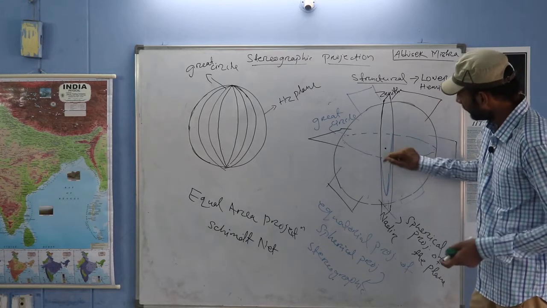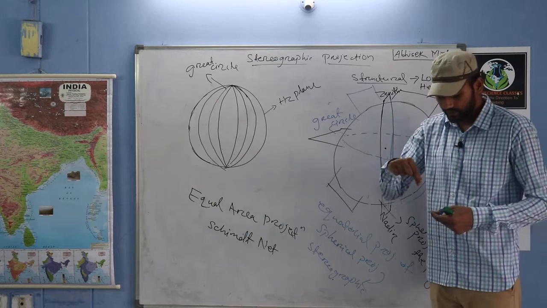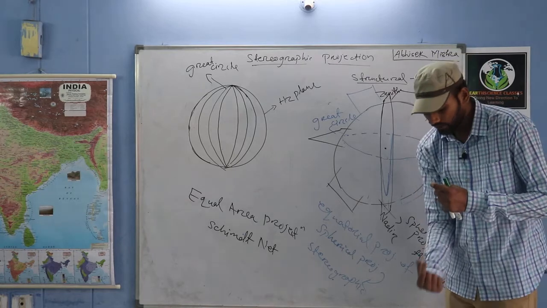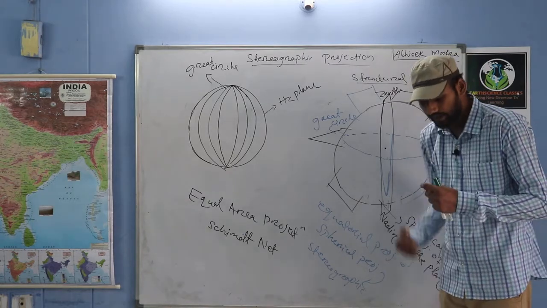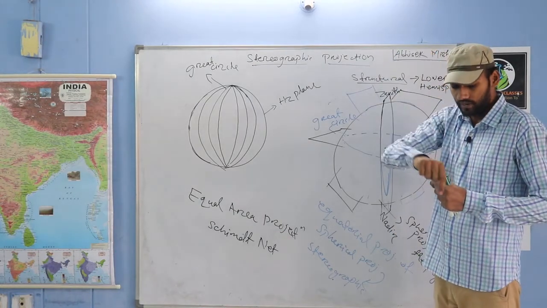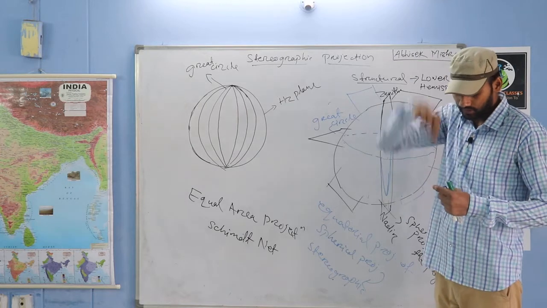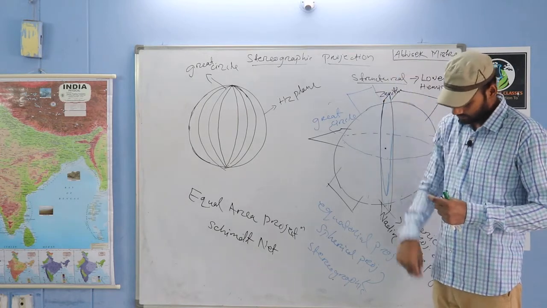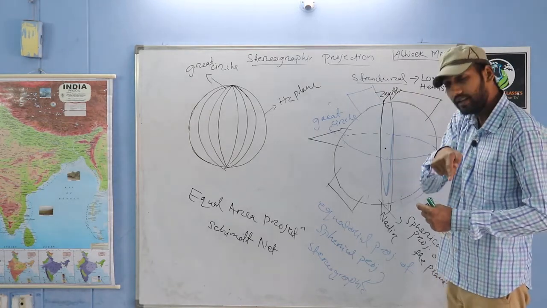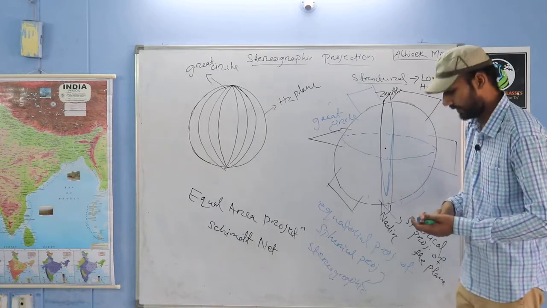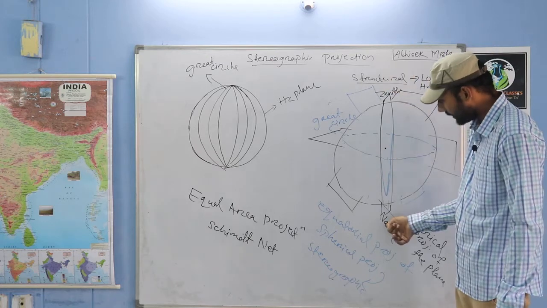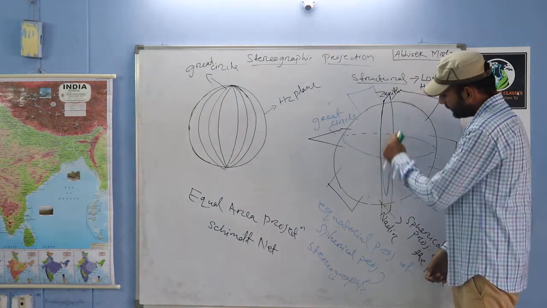Now if I join each point, see, this is the center. I am passing the vertical plane here. It will make an arc like this. Now this is my north pole, and I am joining this. So in the equatorial plane, it will give us a straight line. I hope all of you understood. This is the sphere, this is the center. I passed the vertical plane through the center, and it will make an arc like this.